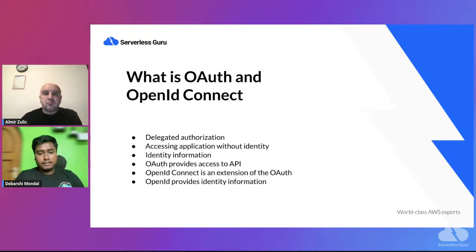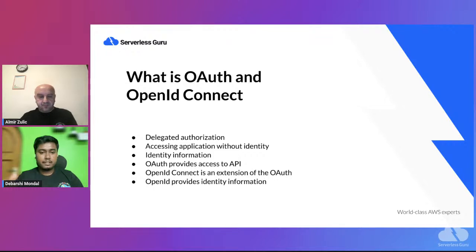OAuth provides access to the API. Once you get authenticated through OAuth, you will get an access token, and with the help of this access token, you can get your resources. Let's say you want to access the Google Calendar API. For that, you need a Google login first, and then Google login will give you that access token. With the access token, you can call the Google APIs, and they will give you the resources or information you want. That is how OAuth connects.